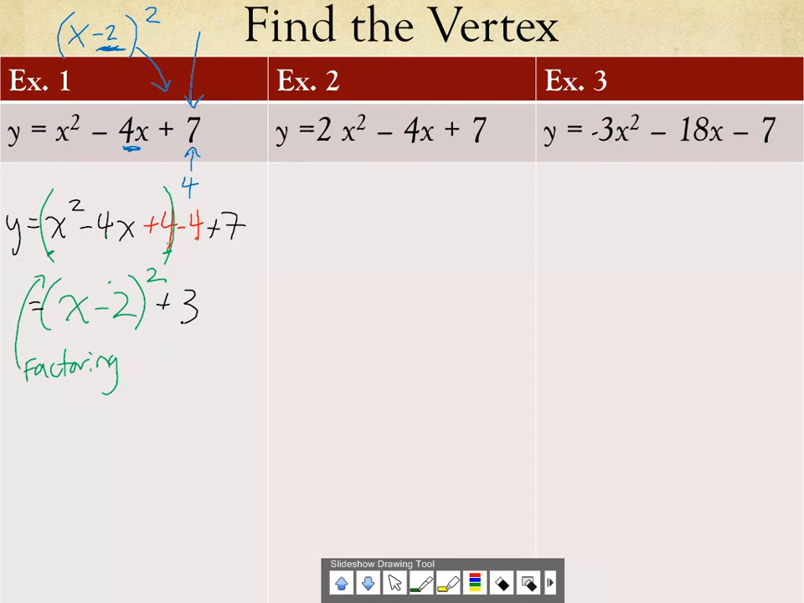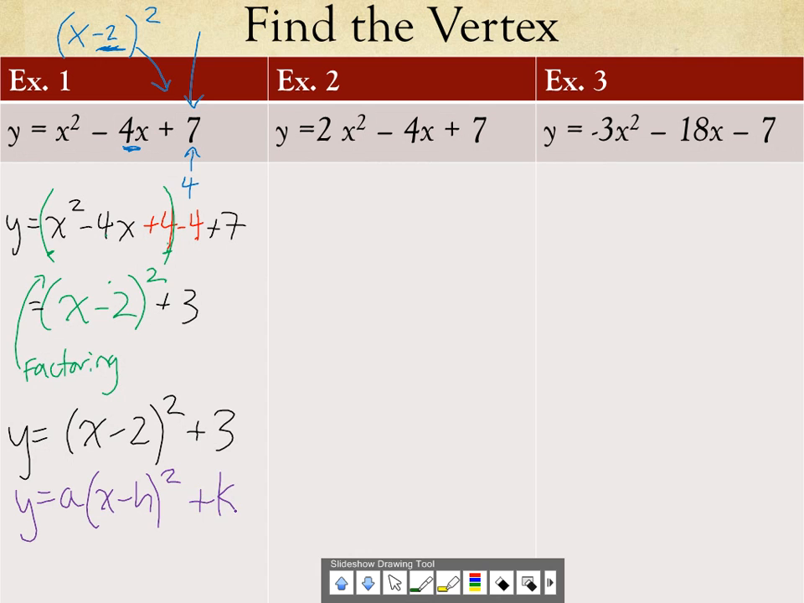That's a vertex form. I'll write it really nicely in one color so it doesn't look confusing. X minus 2 squared plus 3. Hopefully you recognize that as vertex form, because vertex form is y equals a x minus h squared plus k. It looks just like it, where the k is 3, the h is 2, and the a is 1. Okay, next example.